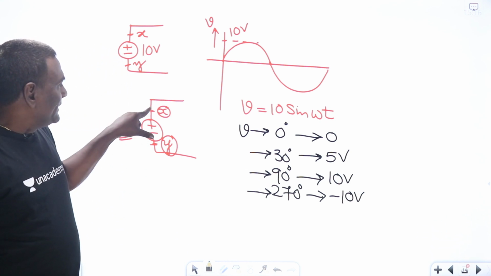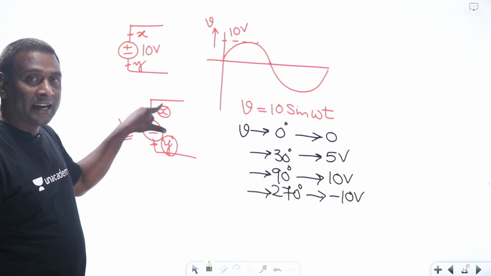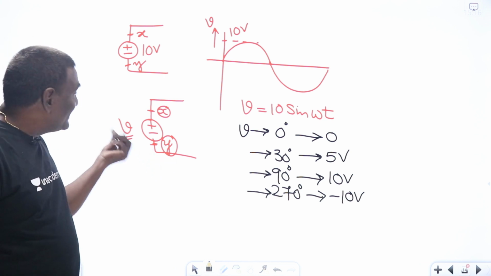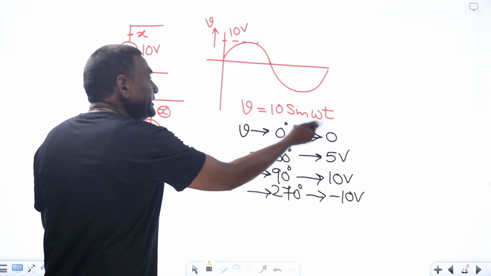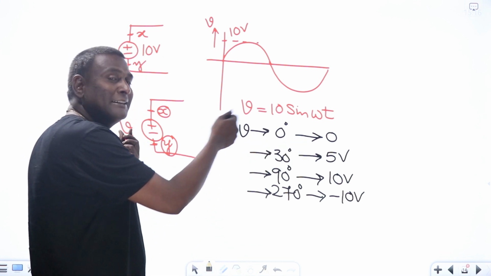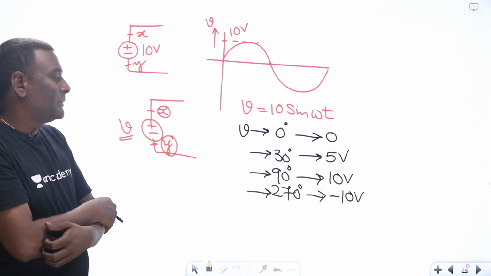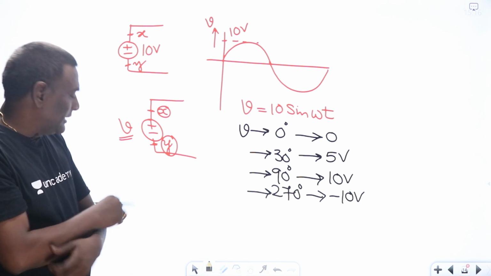Now, X is at higher potential of V with respect to Y. What is this V value? At 0 degrees, it is going to be 0. At 30 degrees, it is going to be plus 5. At 90 degrees, it is going to be plus 10. At 270 degrees, it is going to be minus 10. Getting a point, right? Kind of.